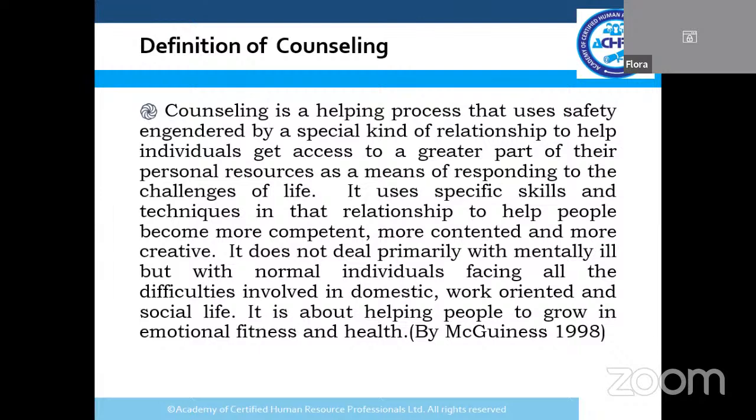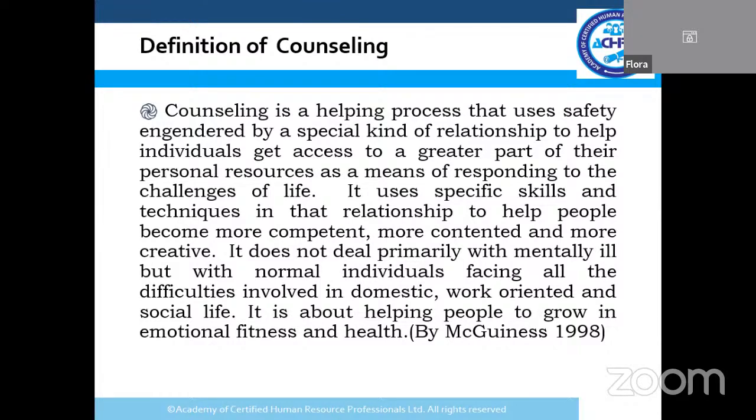Then there has to be that safety. Safety has to be engendered. Safety has to be assured. These clients have to be assured that whatever they're going to share in that session with you is going to remain confidential. It's going to be safe. The environment is going to be conducive.